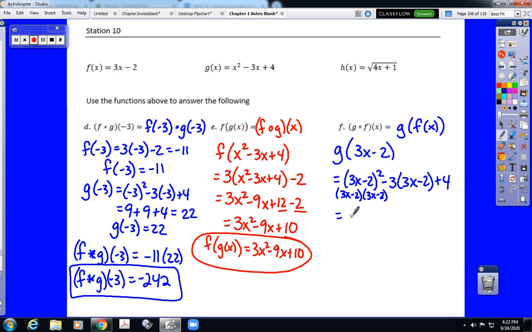So that would be 9x squared minus 6x minus 6x, which is negative 12x, plus 4. We're distributing the negative 3, which is negative 9x plus 6, and then we still have the plus 4. So g of f of x is, combining like terms, 9x squared minus 21x plus 14.